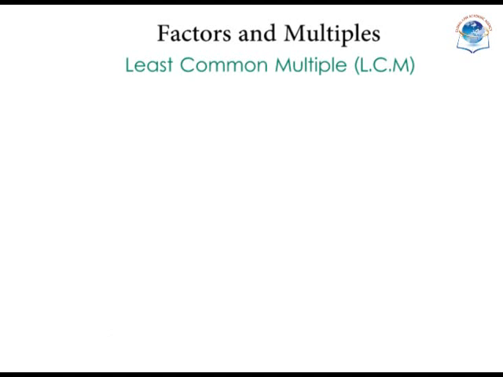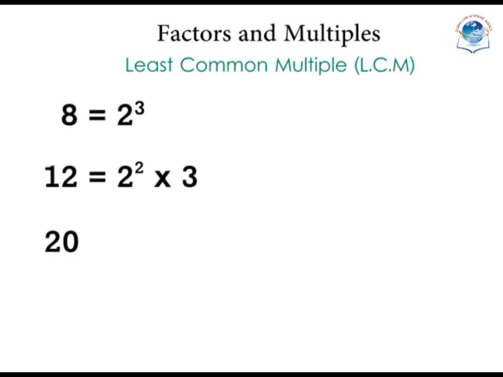To find the LCM of a set of numbers, we first express them as a product of their prime factors, and then we pick the largest factors. For example, the LCM of 8, 12, and 20. 8 is equal to 2 raised to power 3. 12 is equal to 2 raised to power 2 times 3. And 20 is equal to 2 raised to power 2 times 5.